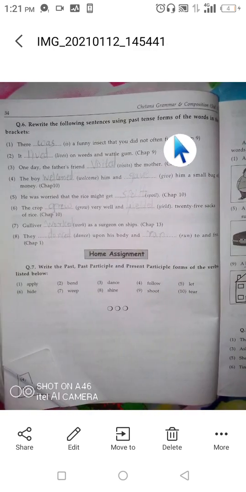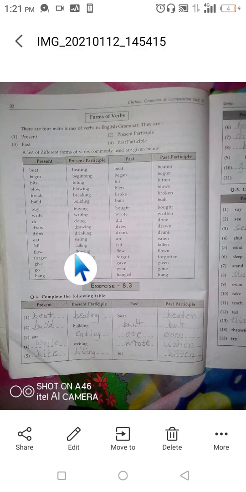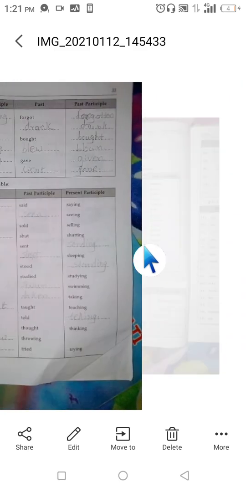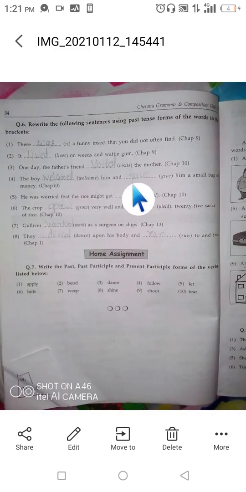Rewrite the following tenses using the past forms of the word in the brackets. So the past form, that is very easy. You have to just, if the past form is not mentioned in the table, you can just see and write there. Dash is funny insect that you did not often find. Okay, so in bracket we have to just convert it into the past form. So what will be the past tense of is? It will be was. Lives, lived.